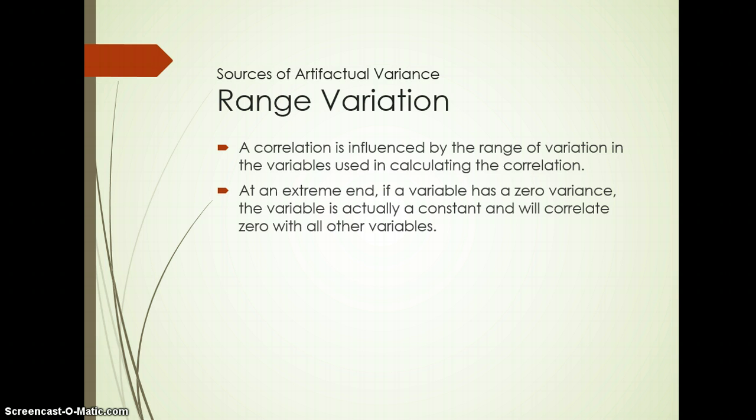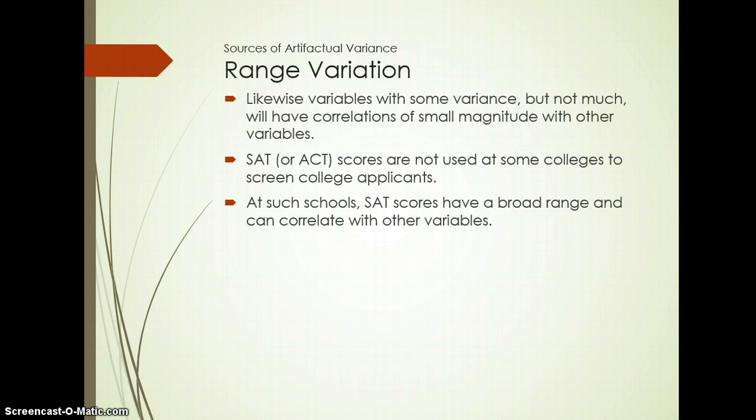We might see a correlation or other types of effect sizes being influenced by range variation when we're using variables to calculate it. At the extreme end, if a variable has zero variance, the variable is actually a constant and will not correlate with all other variables. So of course that's the basic gist of a correlation. Likewise, variables with some variance but not much will have correlations of smaller magnitude with other variables. Okay, so again, we're talking about correlations here.